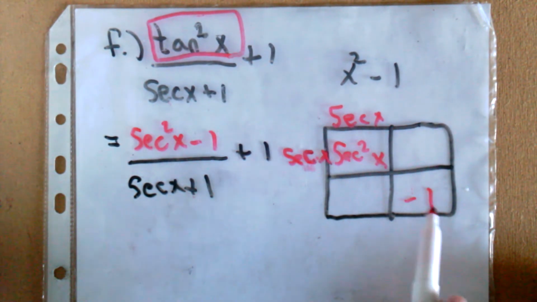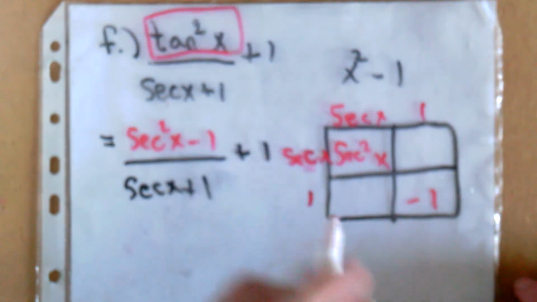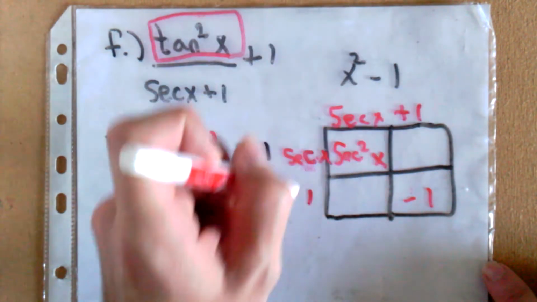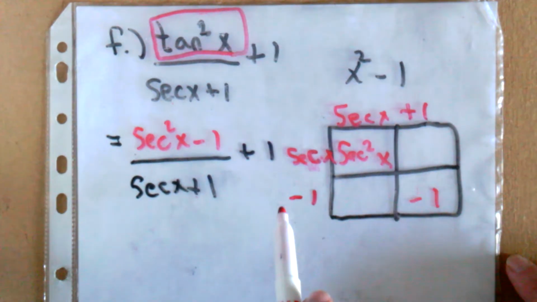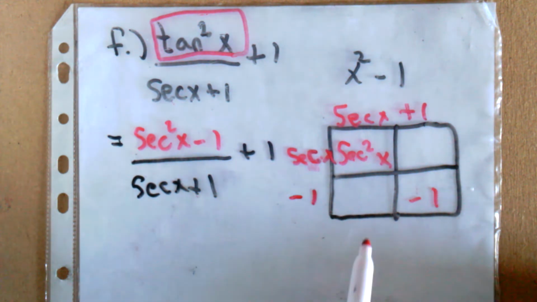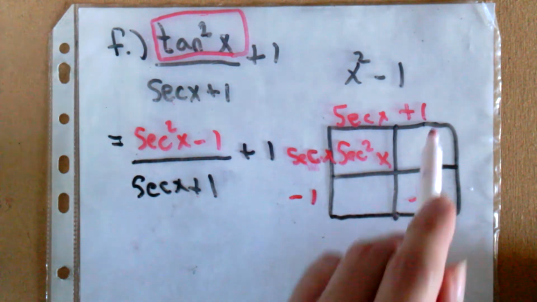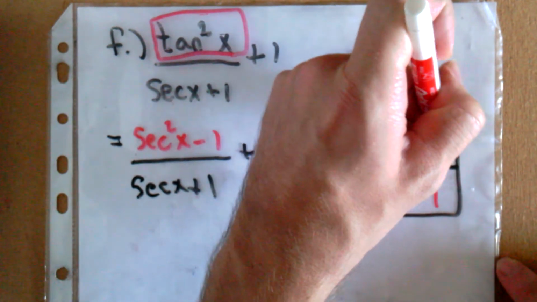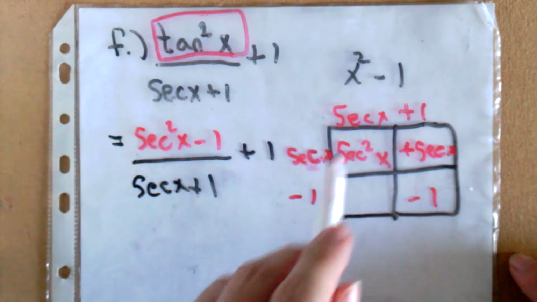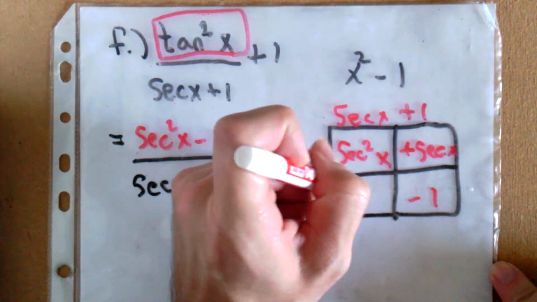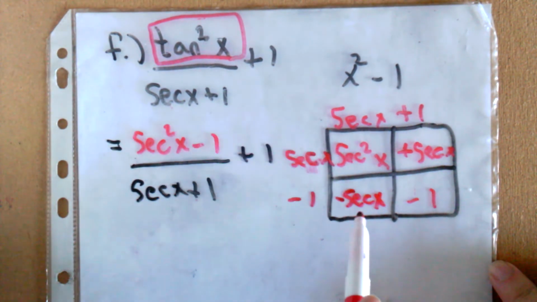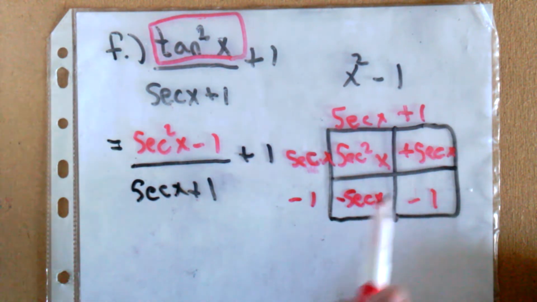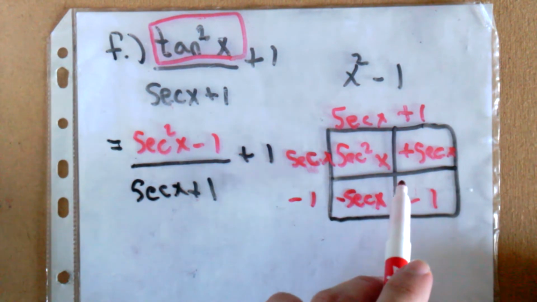To get 1, we would use 1 times 1. But since 1 is negative, one of our 1's has to be negative. So we have positive 1 times negative 1, since positive 1 times negative 1 is negative 1. Okay, now let's see if it works. So 1 times secant is just positive secant. Secant times negative 1 is negative secant. And negative secant plus positive secant will give us, by the additive inverse, 0, which is our middle term.